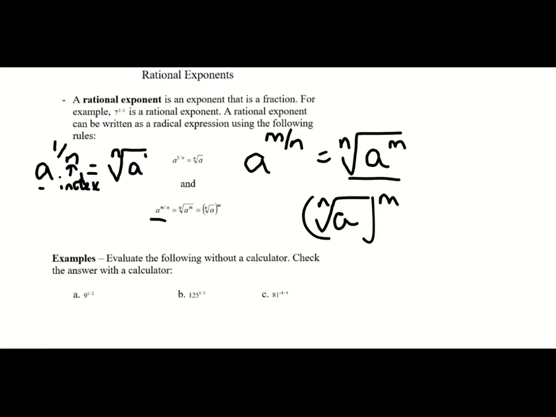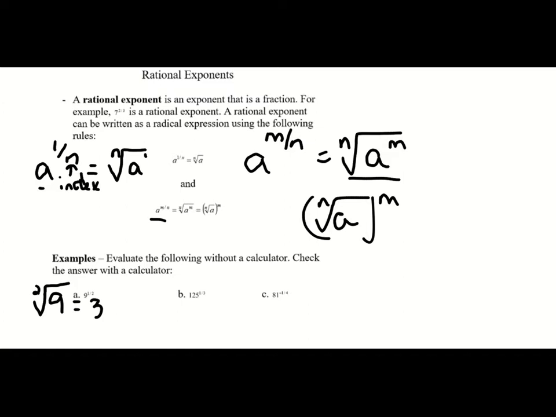Now we're going to evaluate without a calculator and check our answer. We can check the answer with the calculator. The first is 9 to the 1/2 power. Using my rules, I'm going to have a radical. 9 is my radicand, and 2, which we don't have to put in there, but we can, is my index. The square root of 9 is 3. So 9 to the 1/2 power is equal to 3.